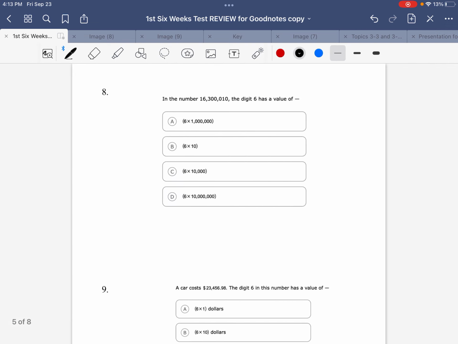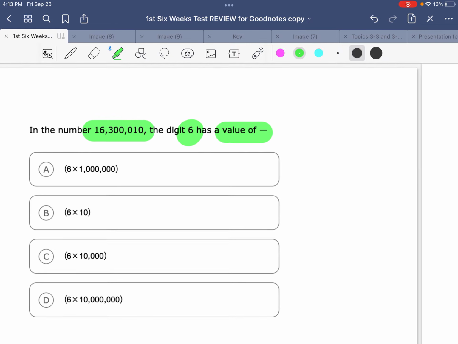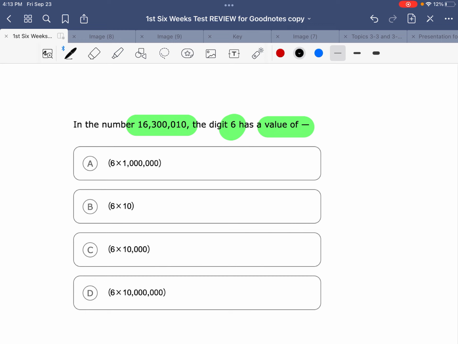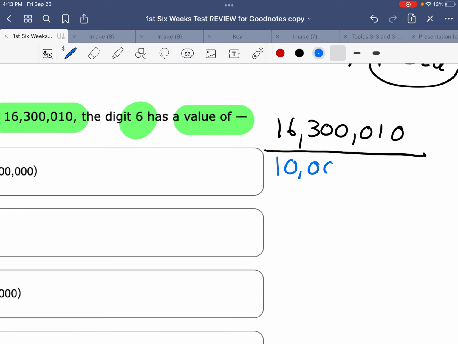Okay. Number 8 says, in the number 16,300,010, the digit 6 has a value of. Okay, so for this problem, we have 2 strategies. We can either do the PVC chart or we can do the pizza. I'm going to do the pizza for this one. So I'm going to write my number 16,300,010. Put a line underneath, and when I do my pizza, I'm going to drop each digit down. So I'm going to drop the 1 down. Everything afterwards is going to become a 0.